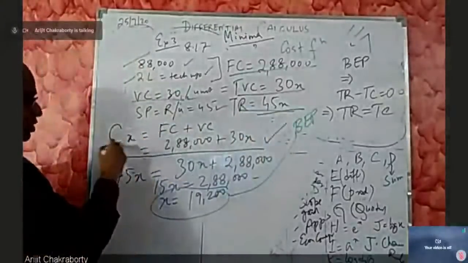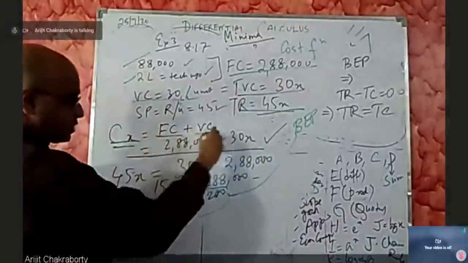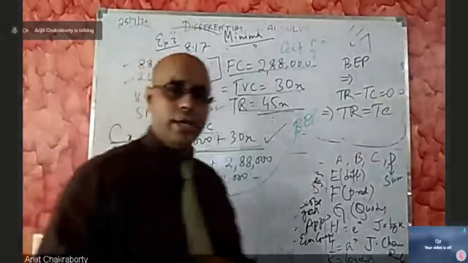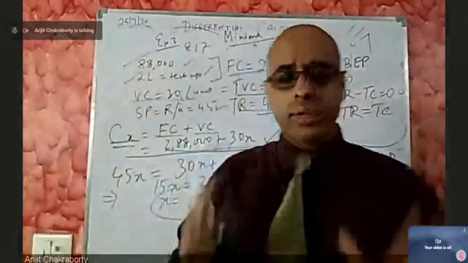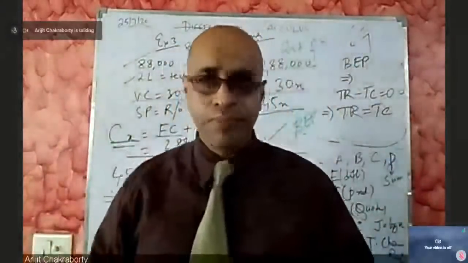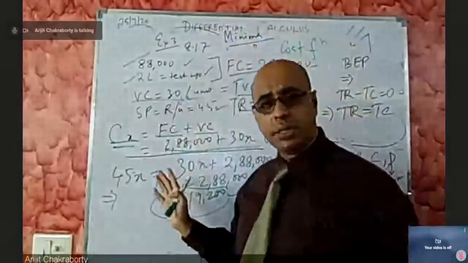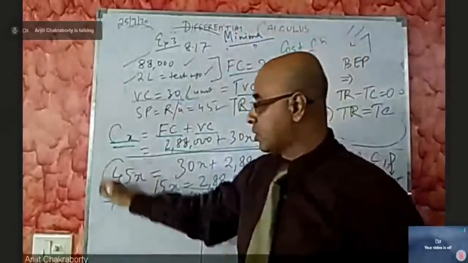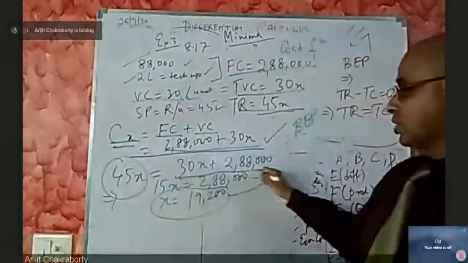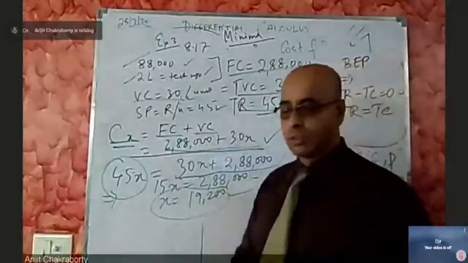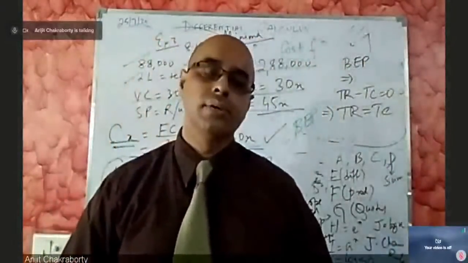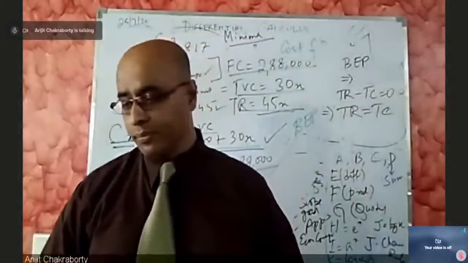So I have got the cost function, because cost means FC plus VC, I have found that out. And the break-even point, we know, is where the total revenue equals the total cost. That is what we have done, dear students: we have equated the revenue function 45x with the cost function. So we have got x equal to 19,200, which gives me nothing but the break-even point.